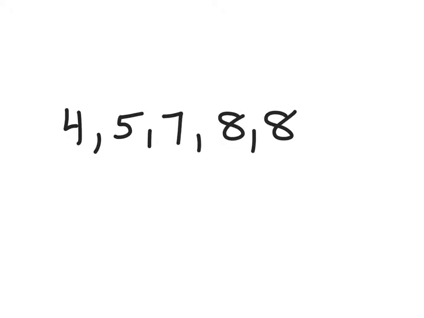Here I have 5 pieces of data and the middle number is 7. There's an equal amount of data to the left of the 7 and an equal amount of data to the right of the 7. So it's easily identified as the middle number.